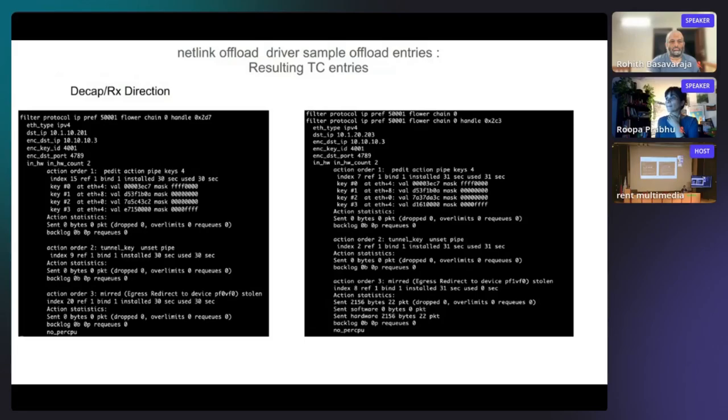Along with the tunnel headers, we also match on the overlay inner IP. Once that is matched, we do a P-edit action, so an L2 rewrite, and then we also do a tunnel unset. And once we do the decapsulation, we redirect to the corresponding access side port. That's it, I think.